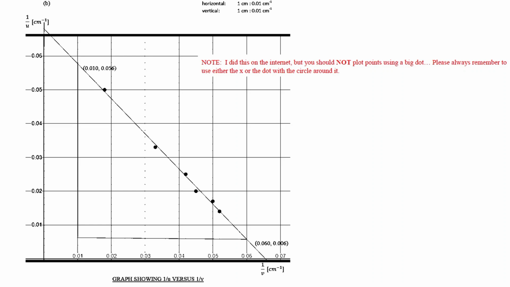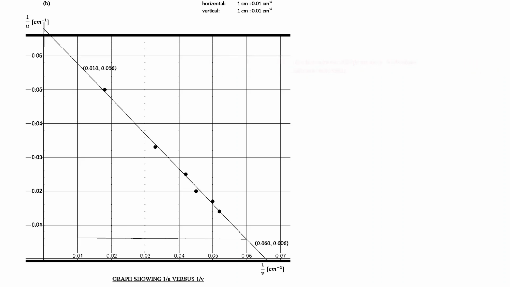Please note though that whenever you do this, you should not use just a big blob as you see there. I did this on the internet and I could not find the proper tool to put a dot with a circle around it or an X, but that is what you should use, a dot with a circle around it or an X. So this is what your graph should look like. And later on in the problem, you're asked to find a couple things from this graph, namely the gradient. So that is where you see that triangle there drawn, and those 2 coordinates are taken from the line of best fit.